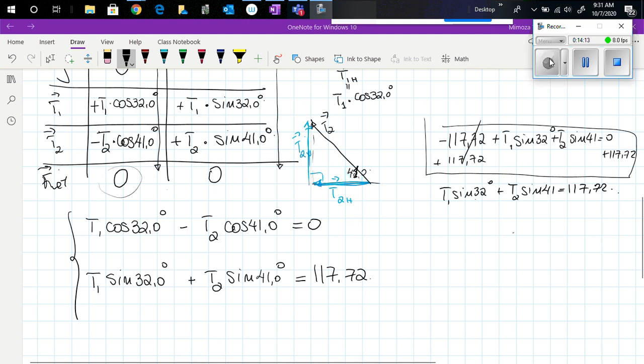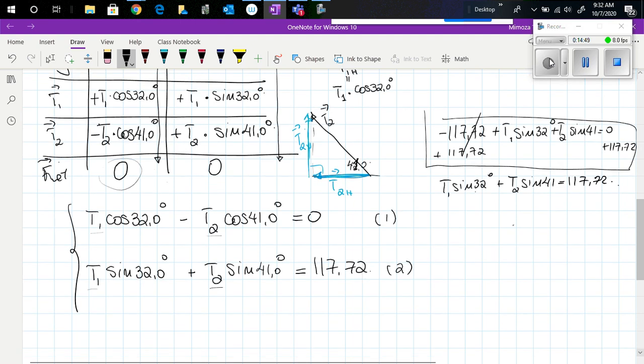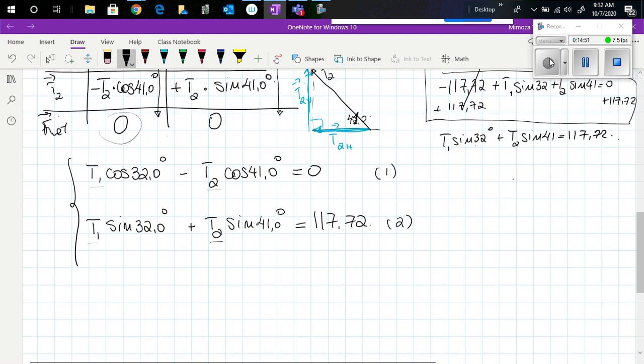By writing those equations, equation 1 and equation 2, what you actually have is a system of linear equations in which the variables are T1 and T2. How you solve this is totally up to you. I will show you both ways, the mathematical way and using the calculator. Which one would you prefer? It doesn't matter to me. Both of them are fine. So let's start with the mathematical way first.